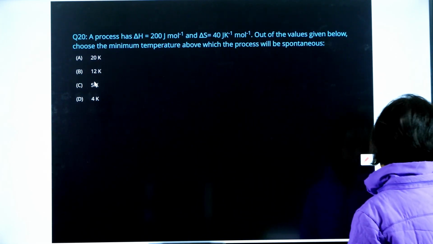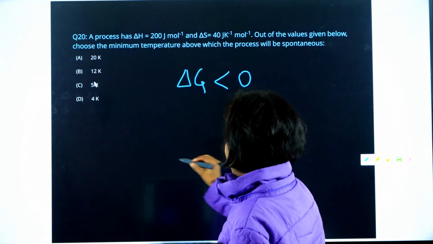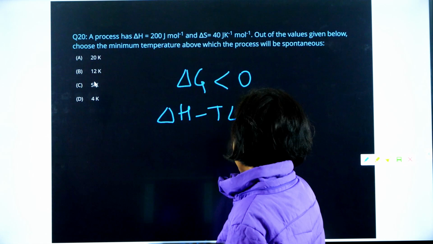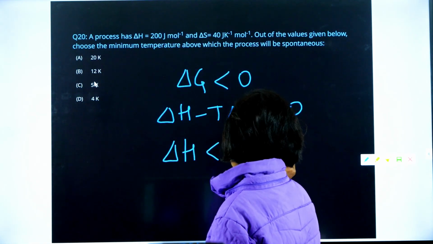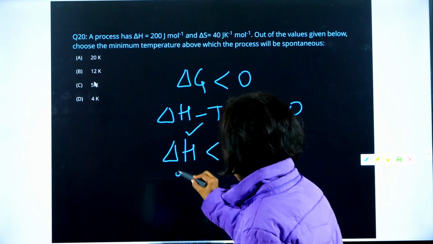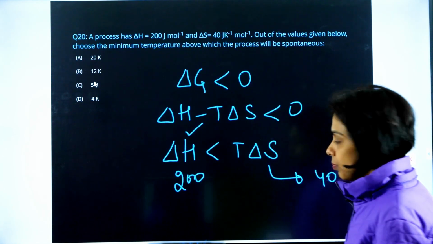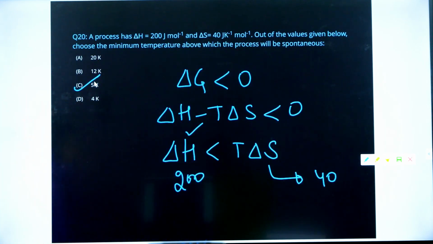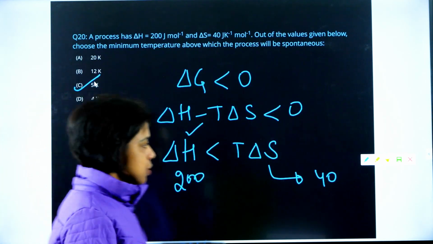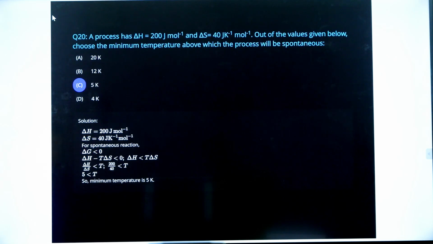For the spontaneity of a process, you know, delta G should be negative, right? That means delta H minus T delta S should be negative, right? That means delta H. Now you know delta H, that is 200, you know delta S, that is 40, right? Yes, so I'm sure you get your temperature as 5 Kelvin. So that is the minimum temperature required for the spontaneity of this process. I'm sure you have solved such types of questions. You can quickly calculate it orally. The answer is 5 Kelvin.